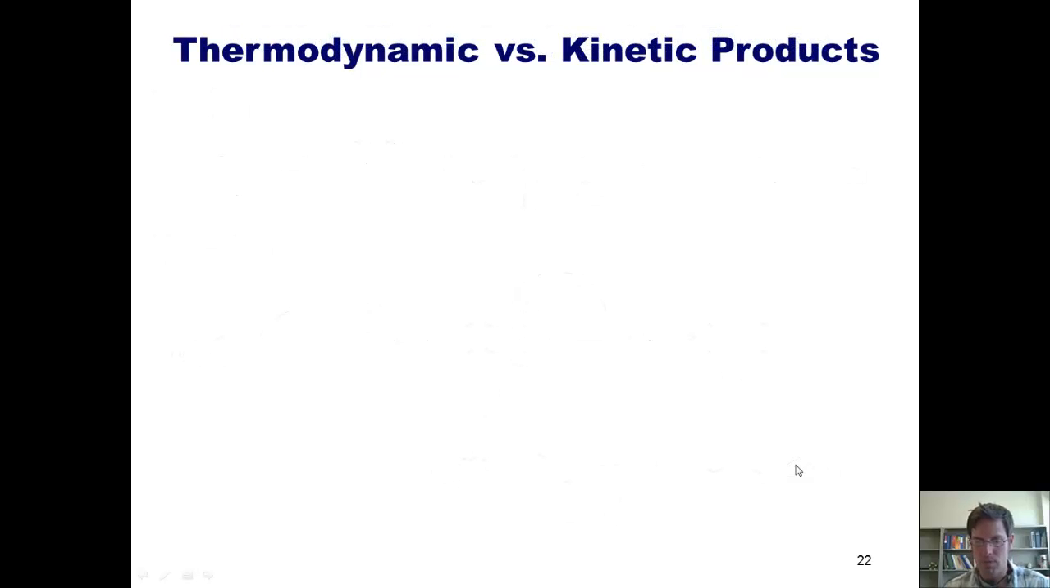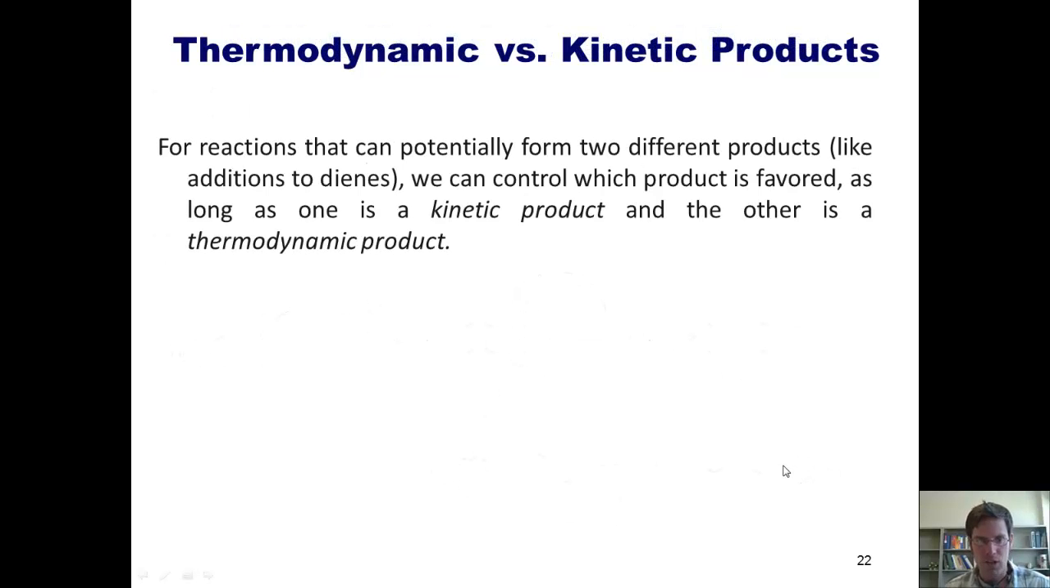Now this brings us to an important point. For reactions that can potentially form 2 different products, like additions to dienes, we can control which product is favored as long as one is a kinetic product and the other is a thermodynamic product. So what does that mean? Let's give you some explanations followed by an example.